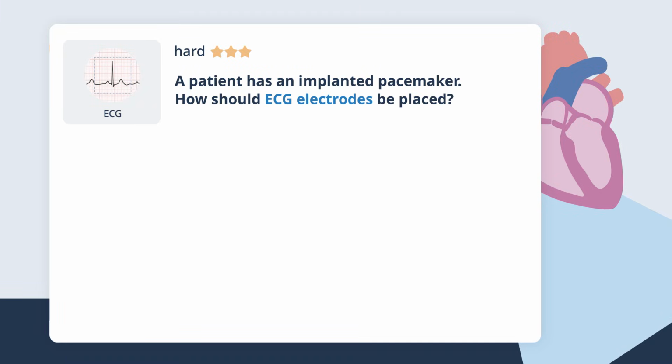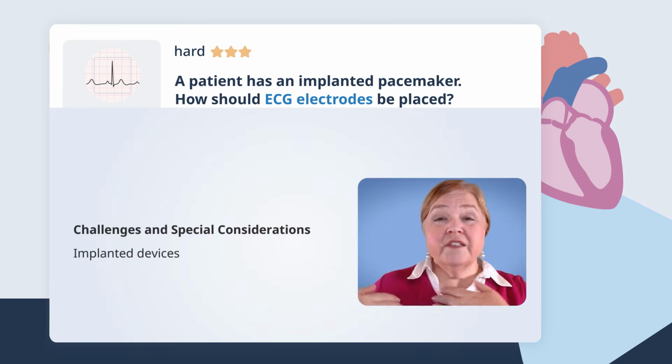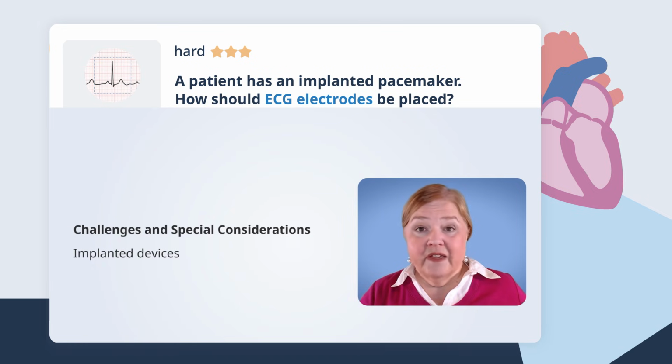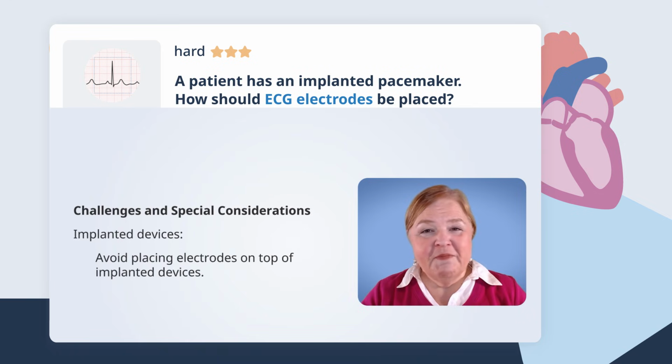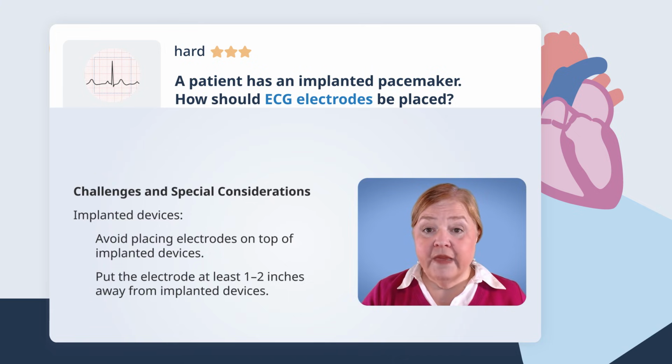A patient has an implanted pacemaker. How should ECG electrodes be placed? You may see somebody who has a port, who's receiving IVs or chemotherapy. You might see somebody who has an implanted device like a defibrillator or a pacemaker. Make sure that you don't put the electrode right on top of those, okay? That's going to mess with the conduction. So make sure you try and get it in as close to the right spot as you can without being on top of another device. In fact, try to get them about 1 to 2 inches away from any of those devices.